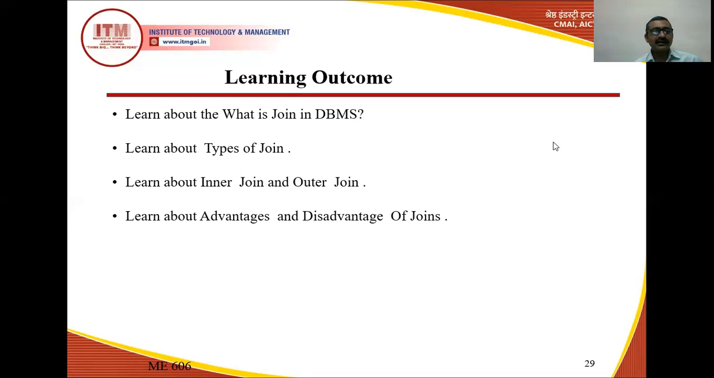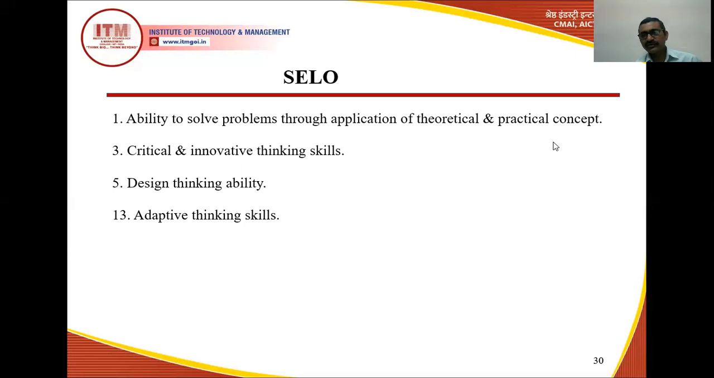And the learning outcome, what is the learning outcome of this PPT? We learn what a join is in a DBMS, the types of join, the inner join and outer join. And last, we discuss the advantages and disadvantages of join. This is the learning outcome for this PPT, and this is the CLO, the student effective learning outcome. For this PPT, that is 1, 3, 5, and 13. 1 defines the application of theoretical and practical concepts, 3 defines critical and innovative thinking skills, 5 is design thinking ability, and 13 is adaptive thinking skills. So this is your CLO for this PPT.